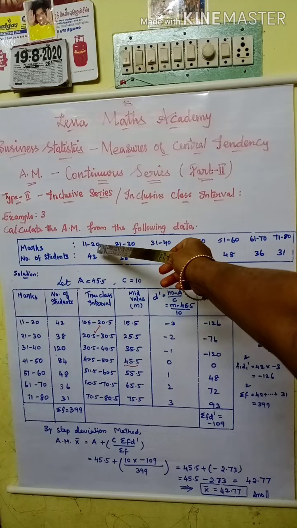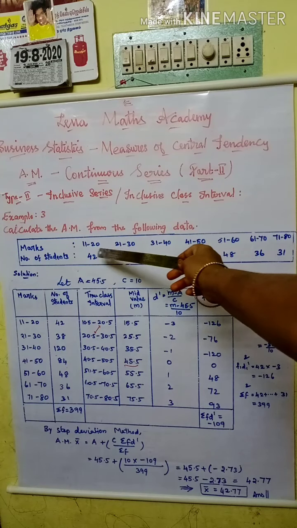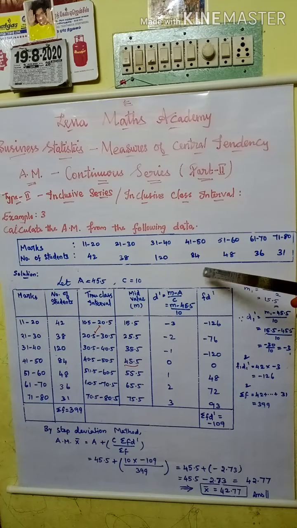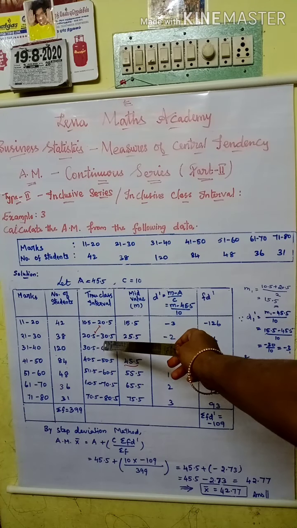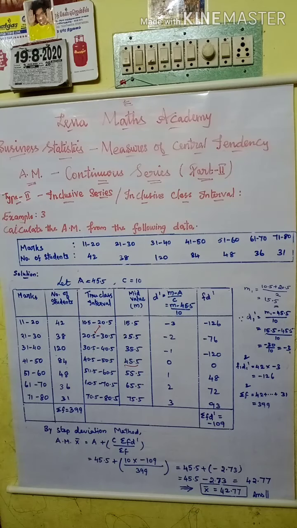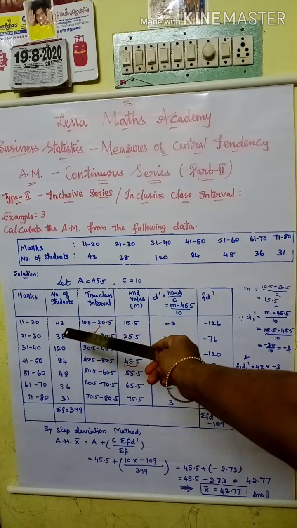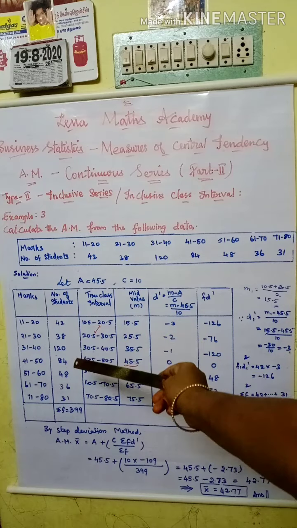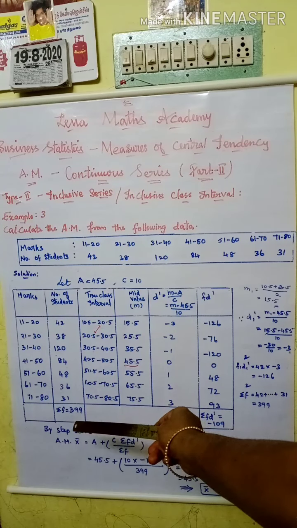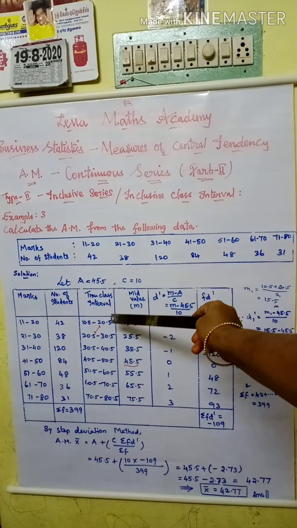The upper limit of the first class interval is 20, and the second interval starts with 21. So the class intervals are not continuous. First of all we convert it to an exclusive series, and after that we proceed to the solution. The given class intervals are 11 to 20, 21 to 30, up to 71 to 80, with number of students 42, 38, 120, 84, 48, 36, 31. To get the true class intervals, we first have to convert to exclusive class intervals.